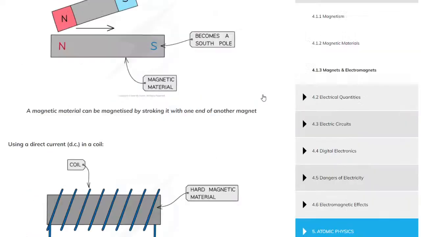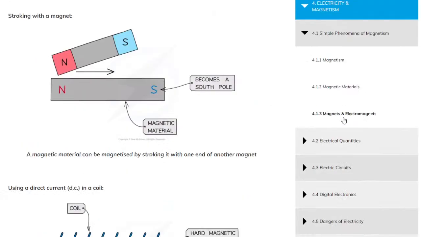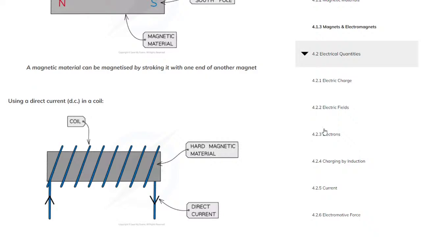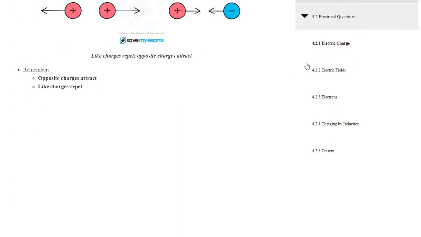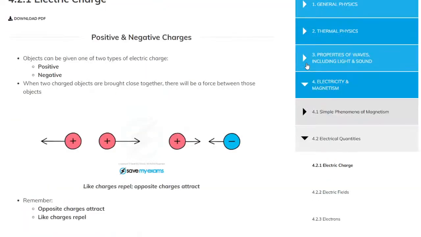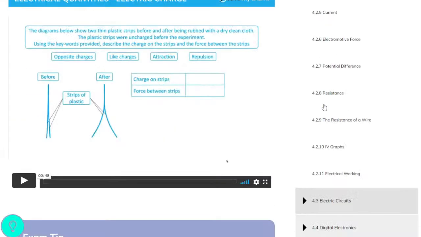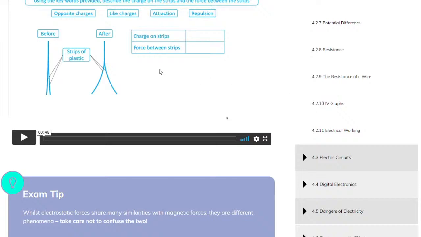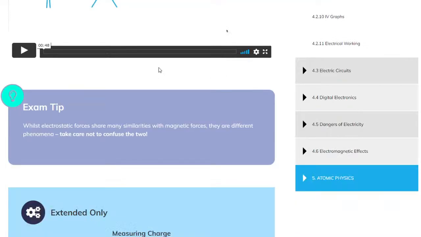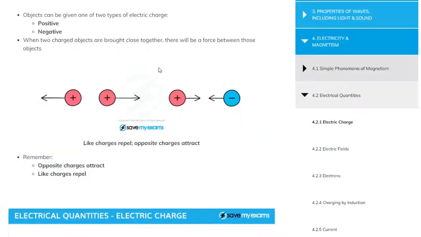This next topic is finally on the electrical quantities. This is a whole big topic, talking about resistance, current, and everything related to that. After that, we'll have a look at electric circuits, digital electronics, dangers of electricity, and then the electromagnetic effect.